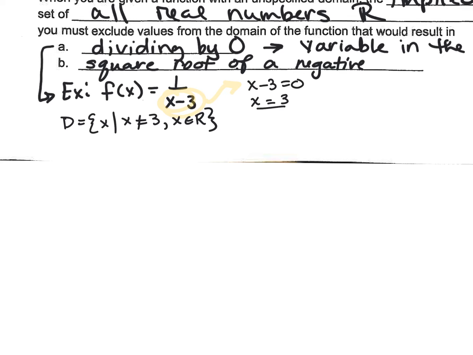Now, if we needed to do this in interval notation, how could we do it? What would the intervals be? If you're not sure, make it a number line. If we had a number line right here, 3 would have an open circle at it, and what else? What would be shaded?